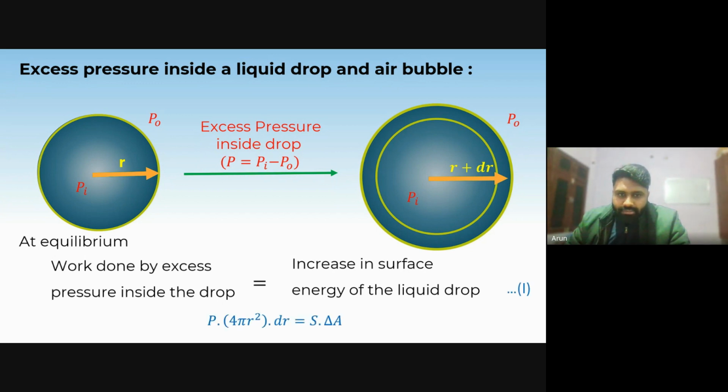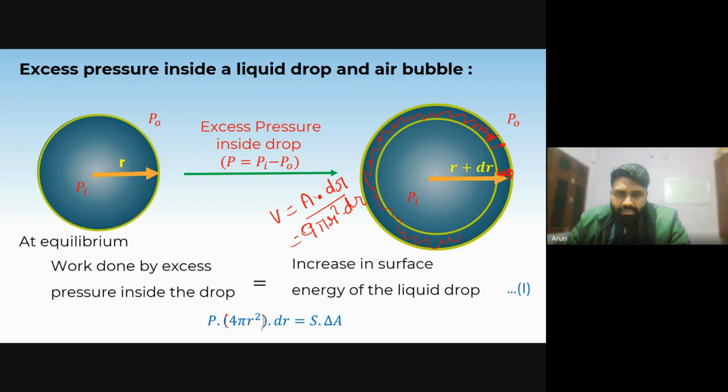Now, what is the work done? Work done, I have told you, is P into delta V. Delta V is given by area into length, only for this strip. So we have area A and length dr. So volume will be area into dr. That is why, with surface area 4 pi r square, the volume is 4 pi r square dr.